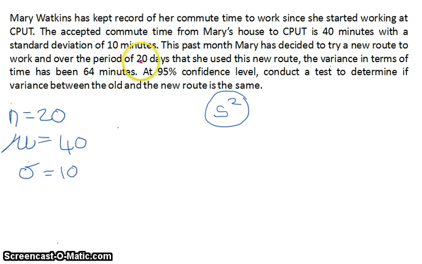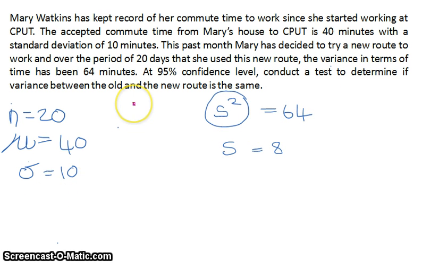So, with the sample of 20, we're not given the mean, but we're given the new variance. So if the new variance based on the sample is 64, the standard deviation we understand is then 8, because that would obviously be variance square rooted.